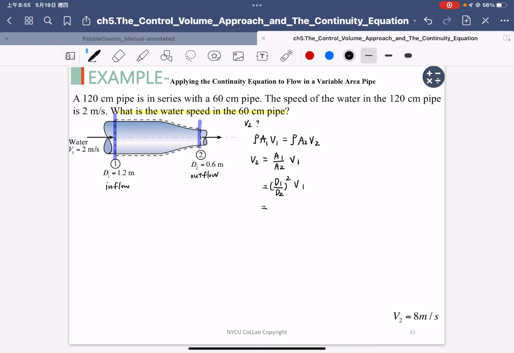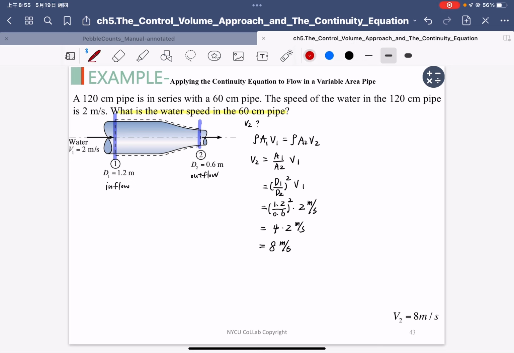The D1 diameter is equal to 1.2 meters, and D2 is 0.6 meters, and we take the square, and the V1 velocity shown here is 2 meters per second. So the final result will equal 4 times 2 meters per second. So the final is 8 meters per second.